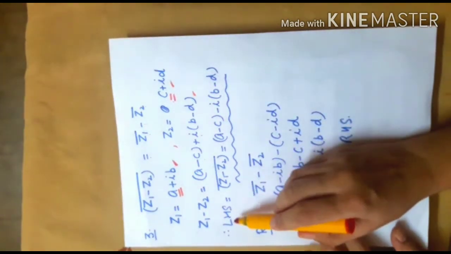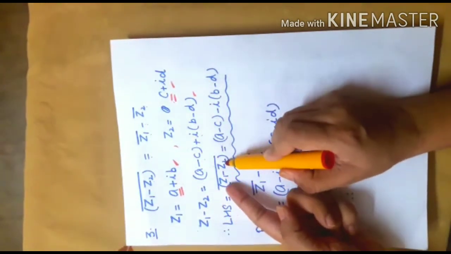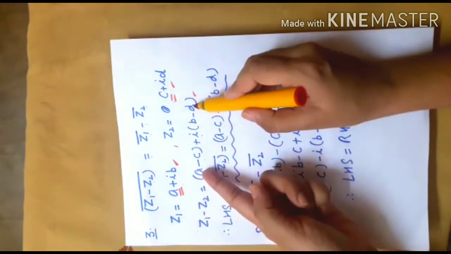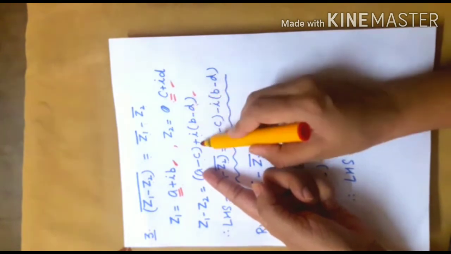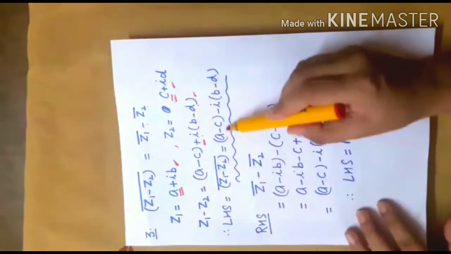Now the left hand side is the conjugate of z1 minus z2. This is z1 minus z2. I have to compute its conjugate, so I'll change this sign. So it will be a minus c minus iota times b minus d.